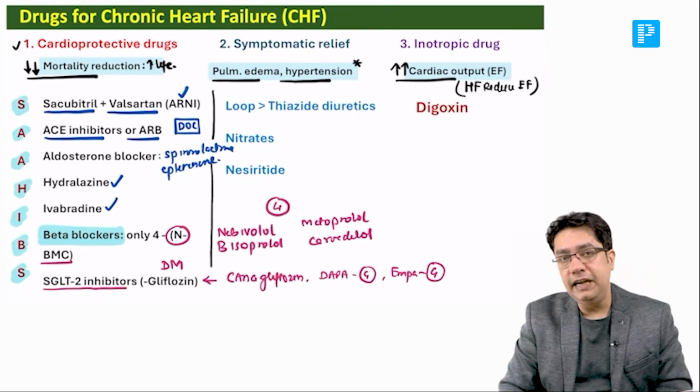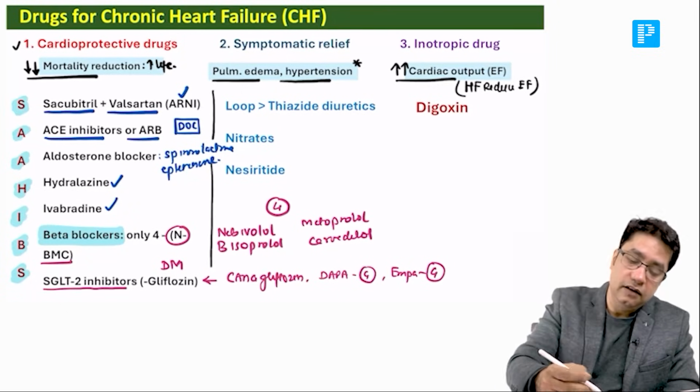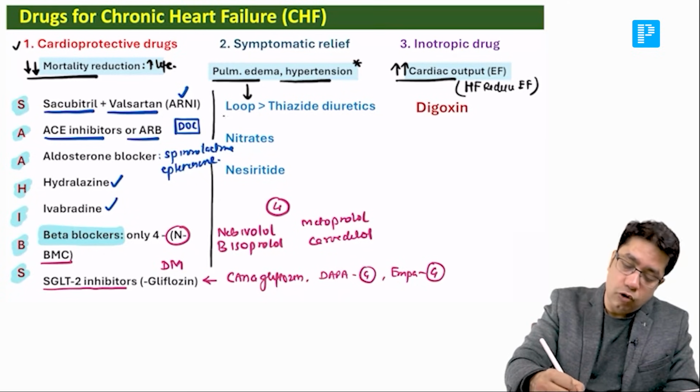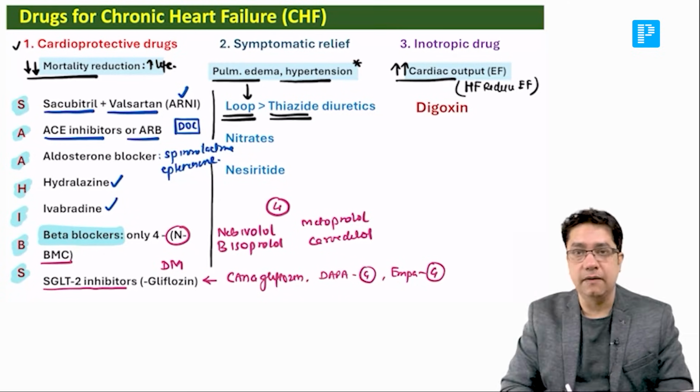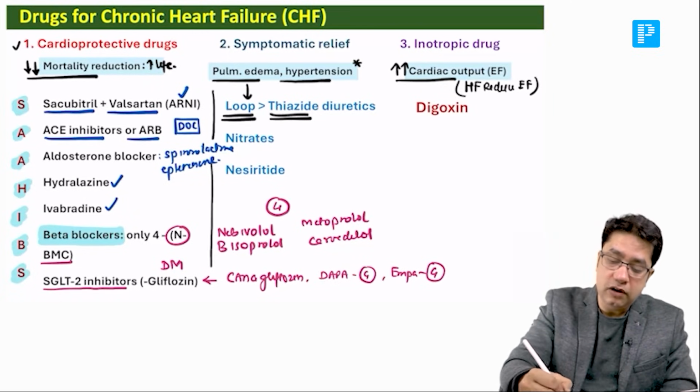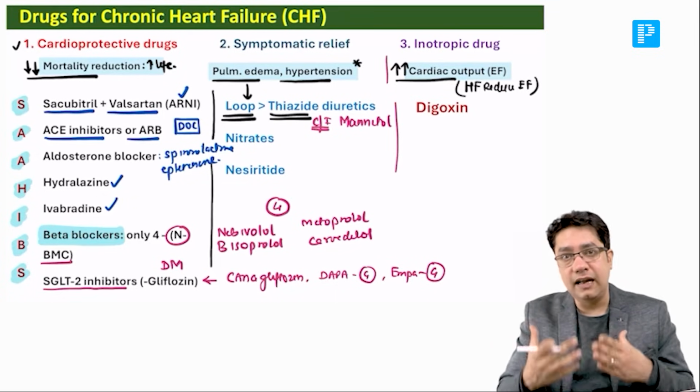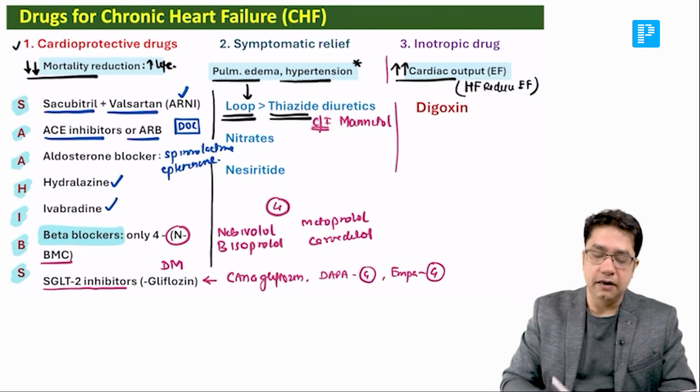Now, to reduce edema and hypertension, we give diuretics and vasodilators. The overall drug of choice is loop diuretic, but yes, you can also use thiazide diuretic. Which diuretic is absolutely contraindicated in heart failure? That is mannitol, because mannitol rather increases preload, it causes pulmonary edema.